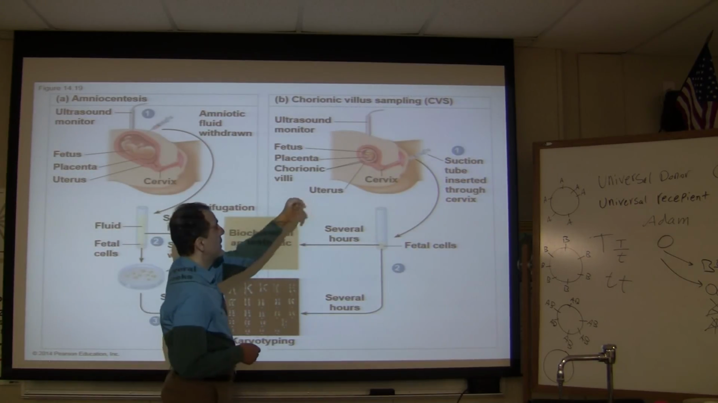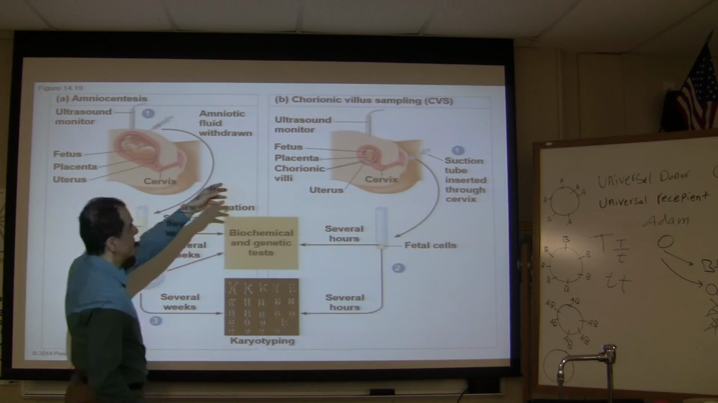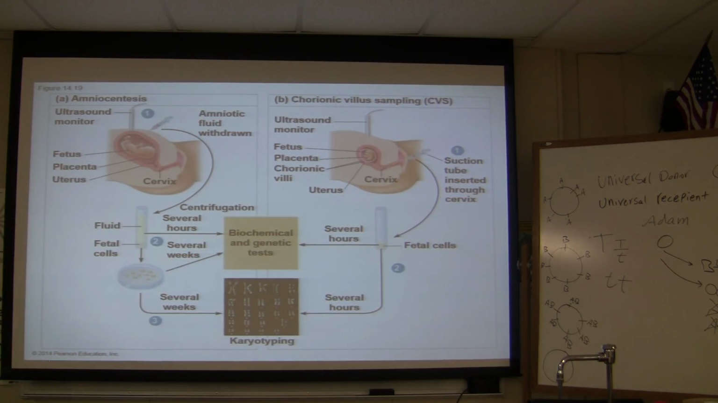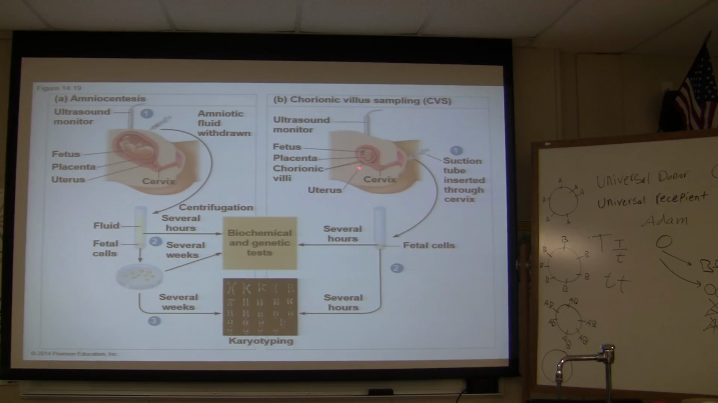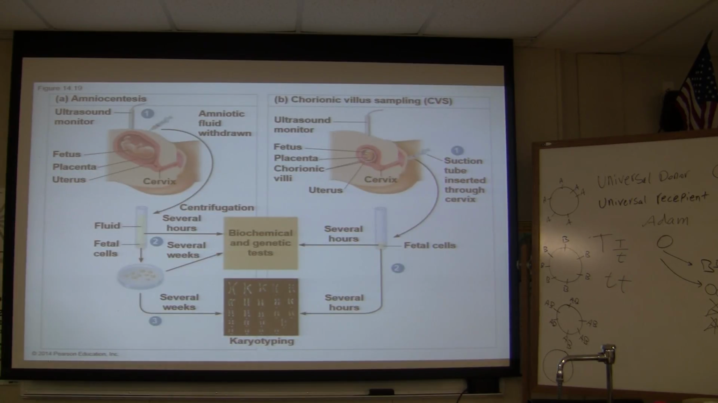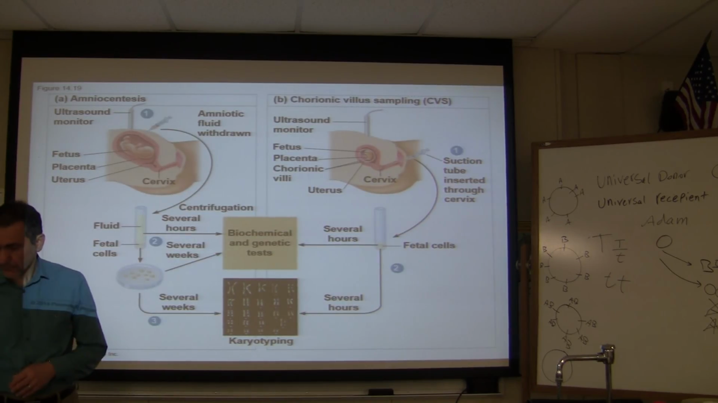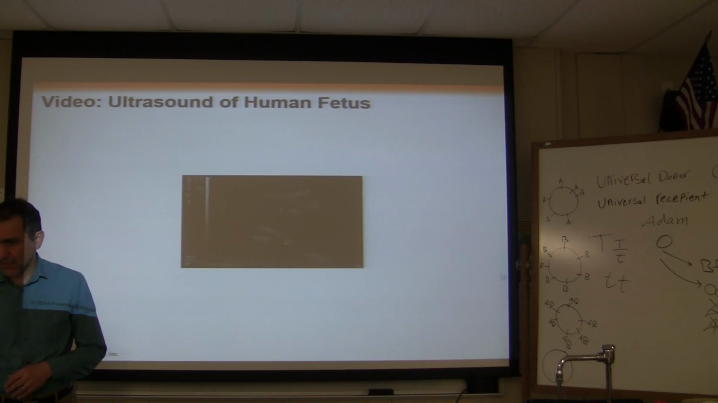The other one, this one is a little bit more invasive, chorionic villus sampling, CVS. It's a little bit more invasive, but you can go in there. It can happen early in the pregnancy. You can do that early during pregnancy and then see if you have any abnormal chromosomes. Okay. I think that's the end of it.